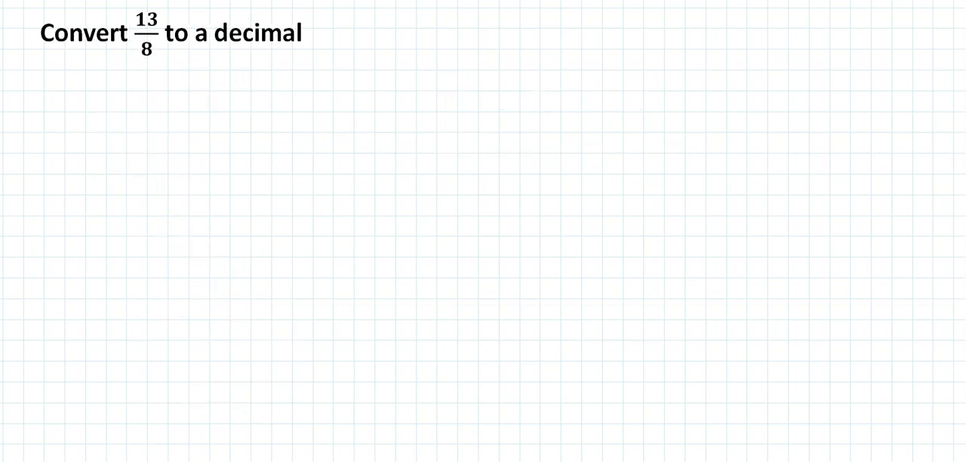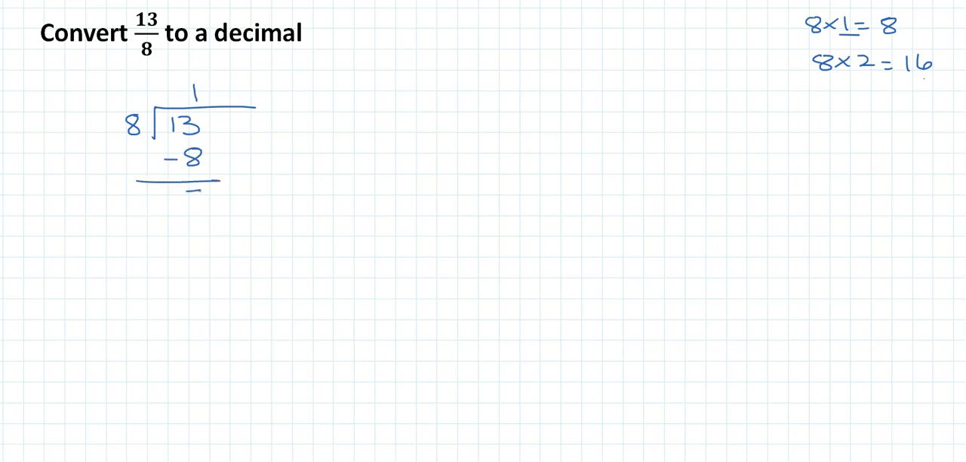Now our final example, we have 13 over 8 to a decimal. We have 13 as our dividend, 8 as our divisor. So we're going to now divide. How many groups of 8 in 13? 1 group. The reason why is because 8 multiplied by 1 is 8. 8 multiplied by 2 is 16. 13 is less than 16, so we're going to use 1 as the multiple. 1 multiplied by 8, we have 8. Now we can subtract, and we have 5.